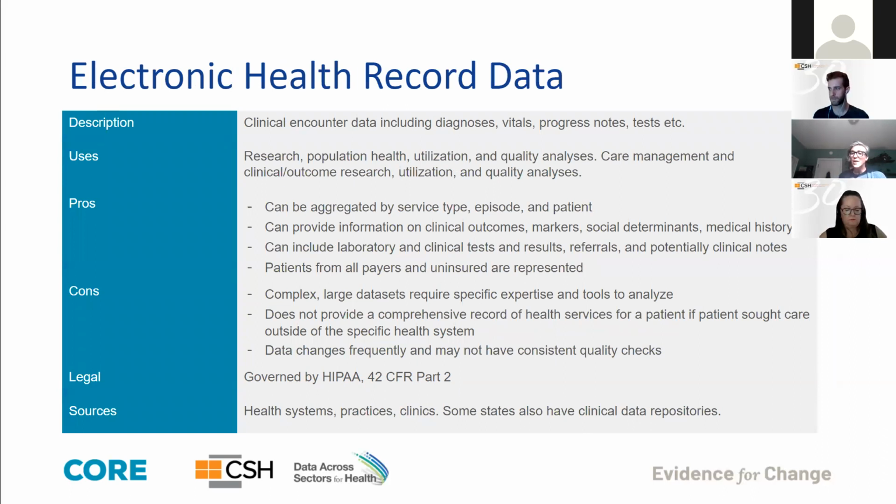So this is electronic health record data. Those are clinical encounters, things like diagnoses, vitals, progress notes, tests. This data gets used for research, for population health to understand utilization. They also get used for quality. This data is great for being aggregated by service type, episode, by patients. You can provide information on clinical outcomes, markers, social determinants, things like that.